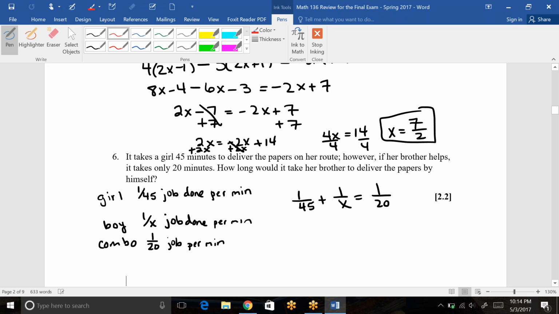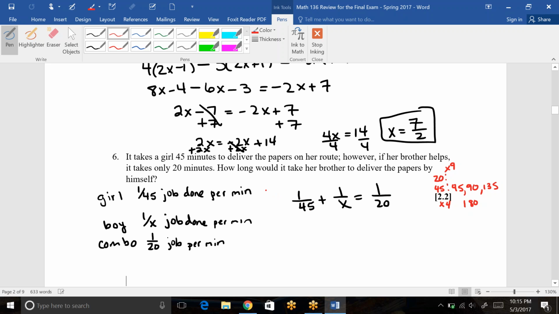You could get an LCD here if you wanted, so things that 45 and 20 go into, if you don't know, you make a list. I would start with 45 since it's bigger, so 45, then 90, then 135, so I'm just adding 45 each time, and then 180. 20 will go into 180, that's the first thing. So we'd have to times 20 by 9, and we have to times 45 by 4 to get those two numbers to both be 180. So that's if you want to get a common denominator and then clear your fractions.